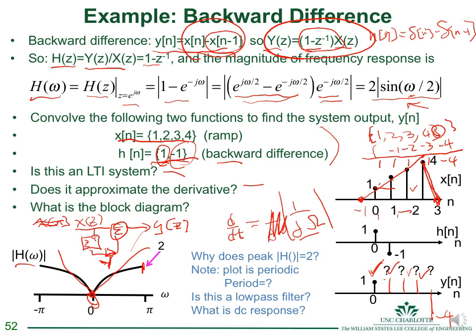By the way, all H of omega DTFTs are periodic. And so, of course, this would repeat again at 2 pi and pass through 0 again. And so this will be a periodic response. This is definitely not a low pass filter, so it passes high frequency. And the DC response is 0.